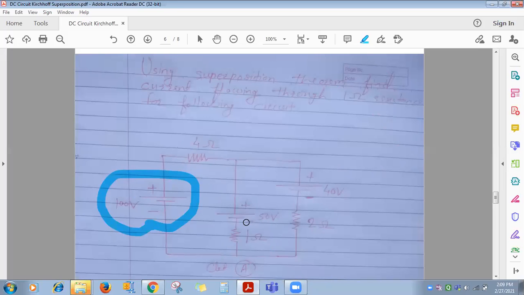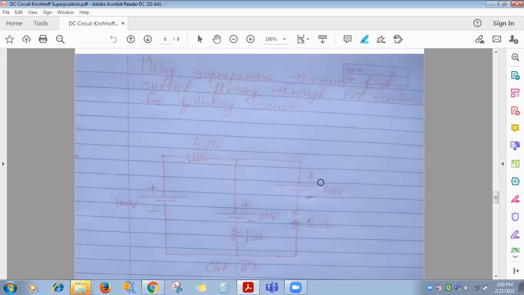Then consider only 100 volt, and the rest two you will short circuit. We are interested only in the current flowing through the 1 ohm, right? Then find IL dash, IL double dash, IL triple dash with 100 volt, with 50 volt, and with 40 volt. Their directions you will also get, and do the algebraic sum. So what is the superposition theorem? Clear to all of you?